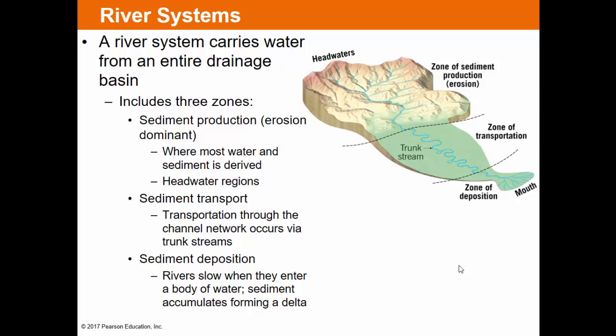This is where most of the sediment comes from. This is where the headwaters are. There's going to be a region of sediment transportation where the channel is going to move that sediment downstream, and at that point we refer to this stream as a trunk stream. It's mainly moving sediment. We're not seeing a lot of erosion in this area. And then the third section is this area of deposition, where the river slowly enters a body of water and sediment accumulates, oftentimes forming this triangular shaped delta.